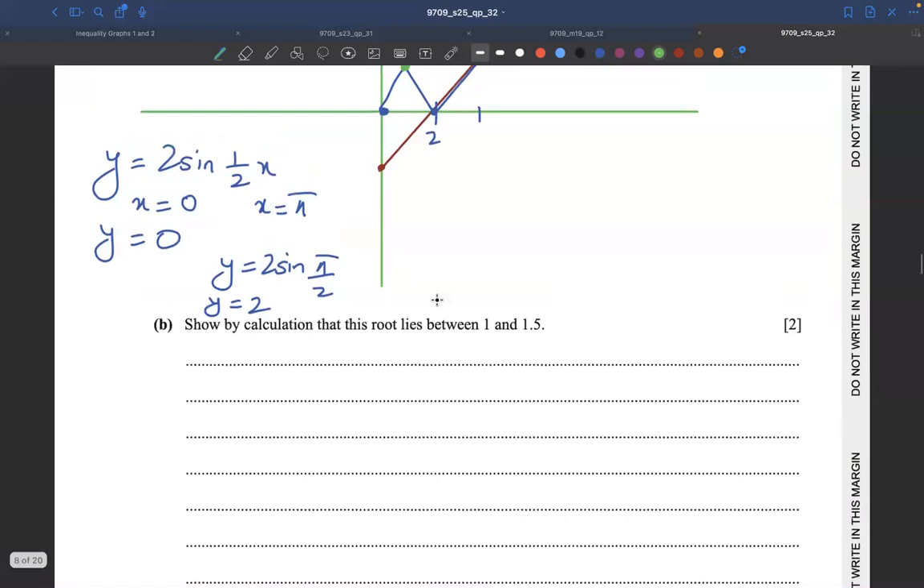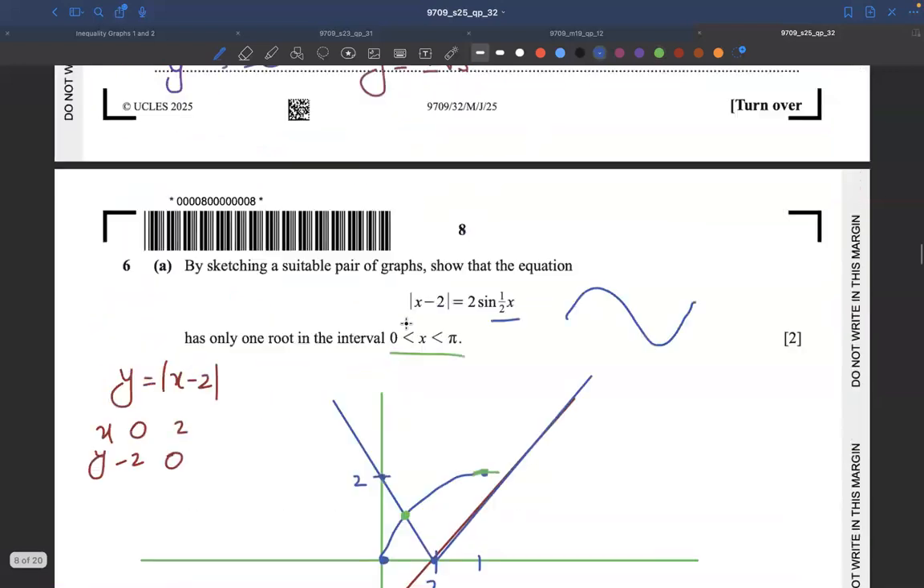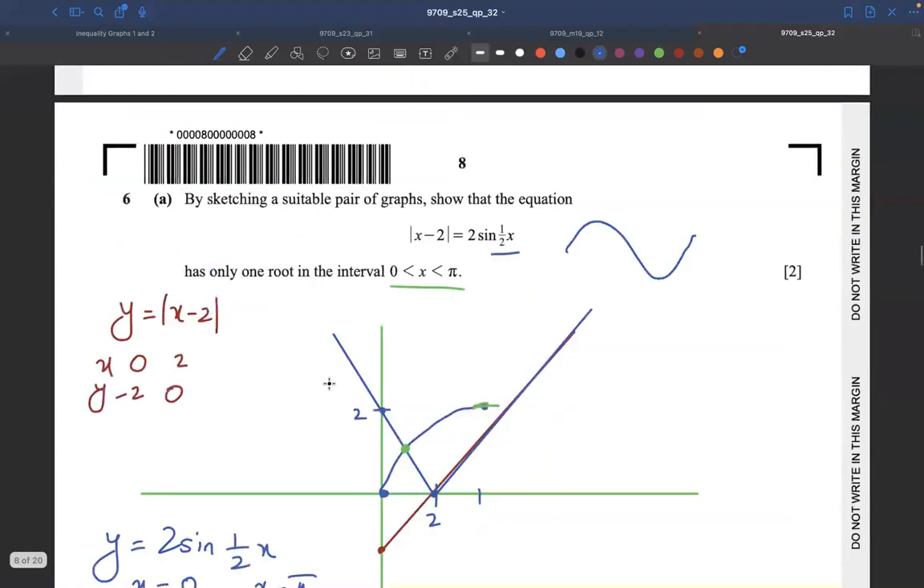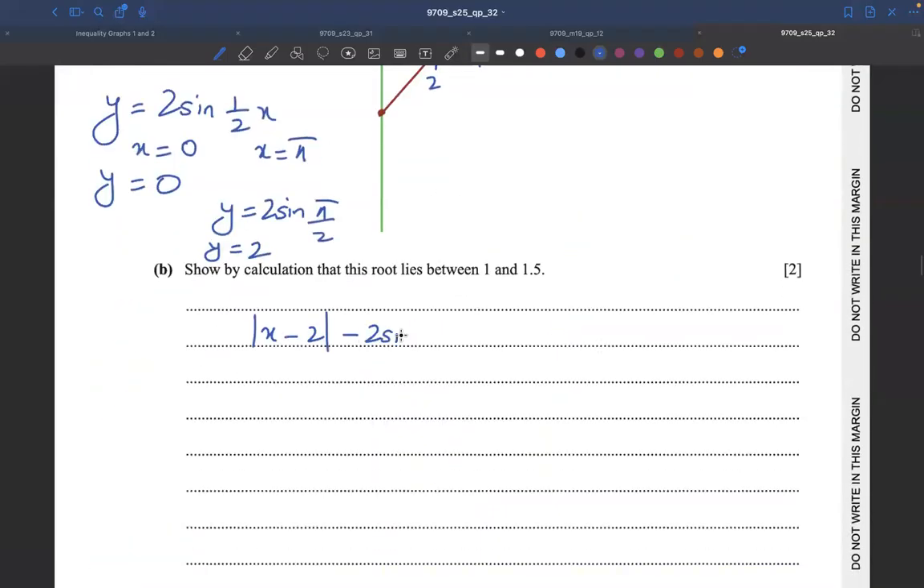Now it says show by calculation the root lies between 1 and 1.5. Now we can write our equation as modulus of x minus 2 minus 2 sine half x equals 0. We'll first substitute x equals 1 over here. So 1 minus 2 would be minus 1 with the modulus sign, minus 2 sine of half. And then this will become positive 1 minus 2 sine of, and the bracket will have 1 upon 2 in radian form.